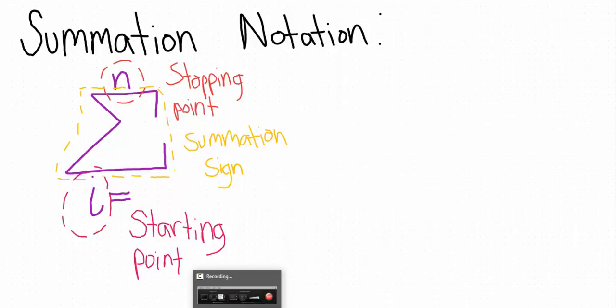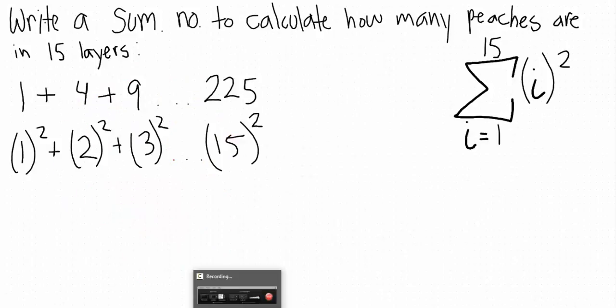Summation notation is a formula used to give a concise expression for a sum of the values of a variable. The I underneath the summation sign is the starting point. The N on top of the summation sign is the stopping point.